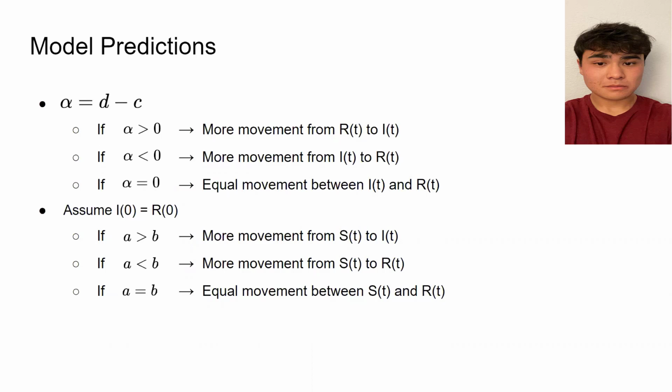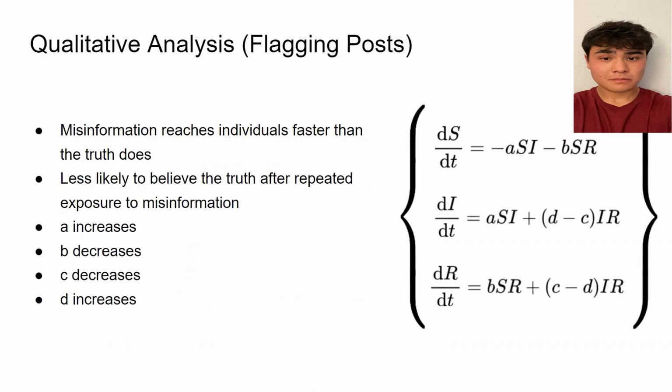The interaction between these coefficients shows how effective the content moderation is before an individual is exposed to misinformation and when users are first being exposed. Next, we move on to our qualitative analysis. And the first one we did was on flagging posts.